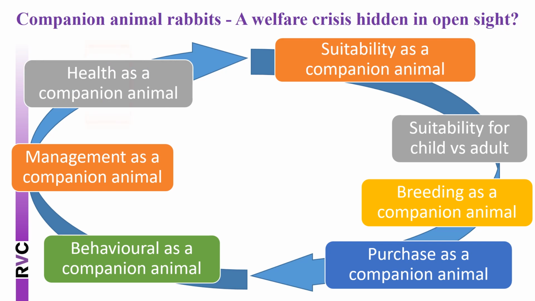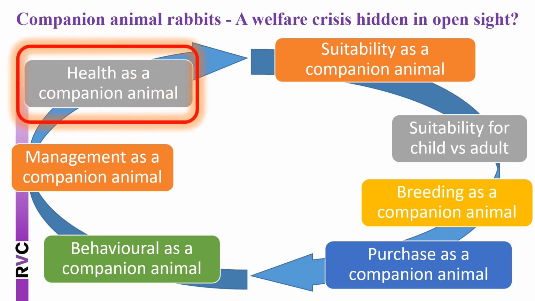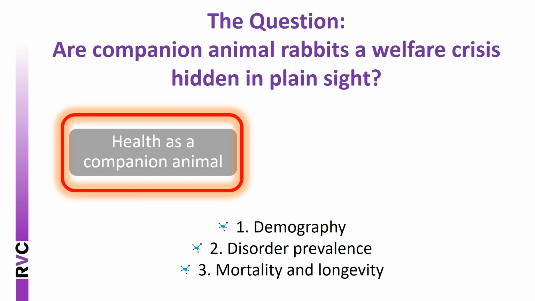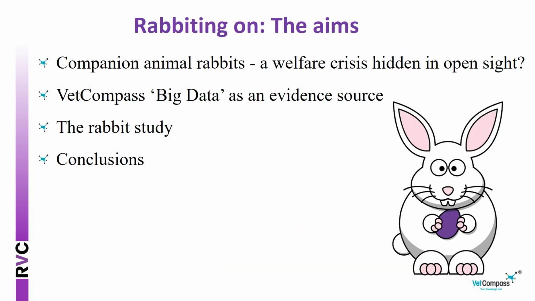What health issues do they have? So this is a hugely complex question, and it's really the health issues that we're going to focus on in this presentation. So looking at the health, I'm going to try and answer 3 components of this. Demography, so breakdowns of breeds and sex ratios. What are the most common disorders, and what do they die of? And how long do rabbits live?